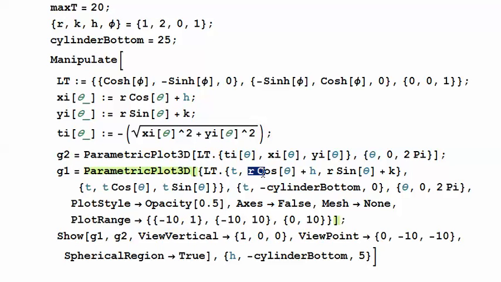It has the same r cosine theta plus h, so that's right there. It has the same r sine theta plus k, that's right there. And then it just allows a second variable to go. So this parametric plot, notice, is different from this parametric plot. This parametric plot has only one parameter changing. But the second, or G1, I guess it's actually the first, but it has both t changing and the theta changing.